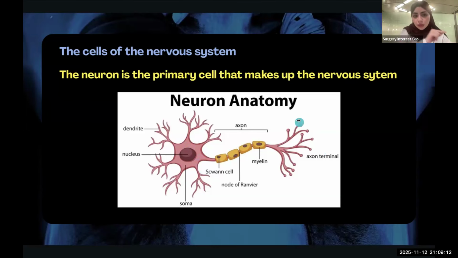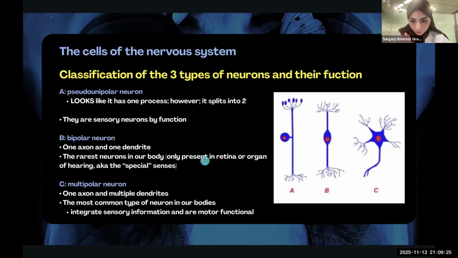And again, you have the axon. The axon will transmit the information. The axon is wrapped with myelin. Myelin is just white matter, okay? And the cell body is going to make up the gray matter. Everything clear so far? Hopefully it is.